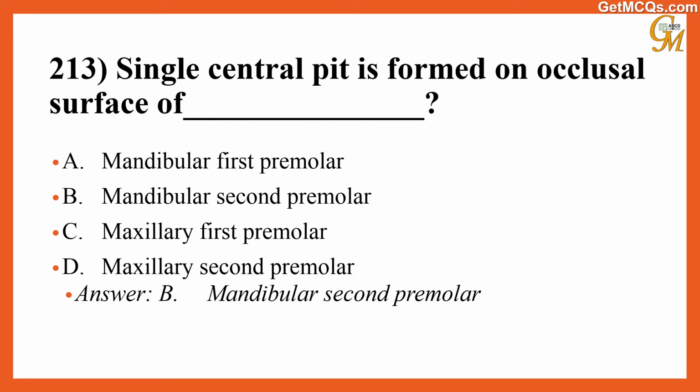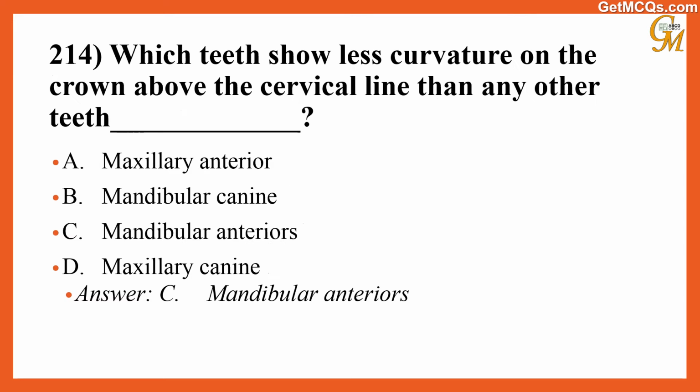213. Single central pit is formed on occlusal surface of? Answer: B. Mandibular second premolar. 214. Which teeth show less curvature on the crown above the cervical line than any other teeth? Answer: C. Mandibular anteriors.